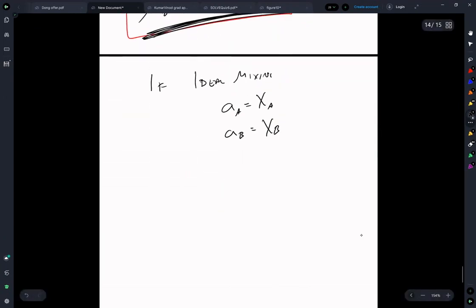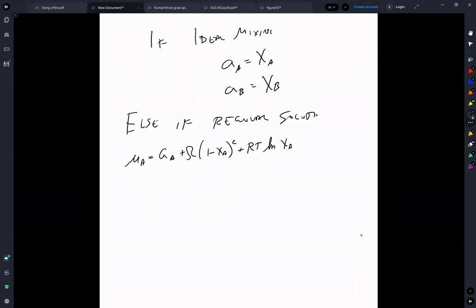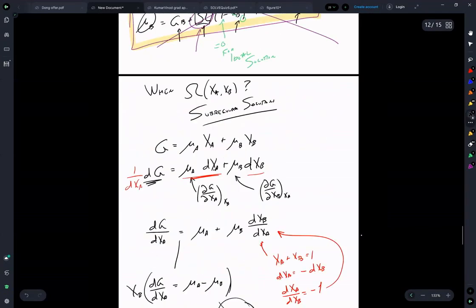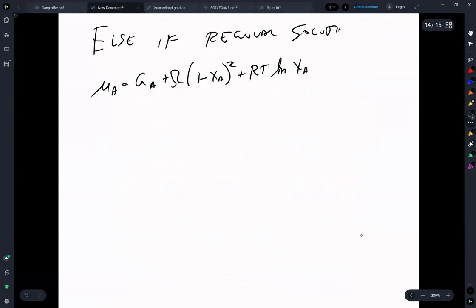And in the case of the regular solution, then we have mu A is equal to GA plus omega times (1 minus XA) squared plus RT natural log XA. And I think I might have missed something in the previous lecture. Nope, that's right. Squared there. My memory's playing tricks on me. Mu B is equal to GB plus omega times (1 minus XB) squared plus RT natural log XB.